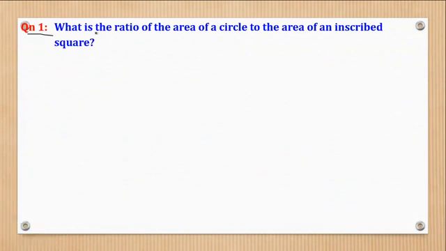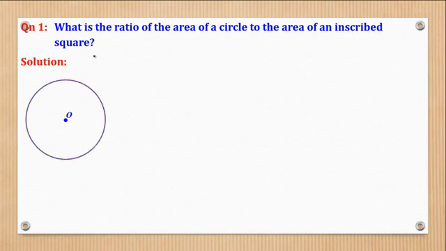Question 1 says, what is the ratio of the area of a circle to the area of an inscribed square? So there we need to make a sketch. First draw a circle with center O, then we inscribe a square inside the circle, and let the square have sides x.